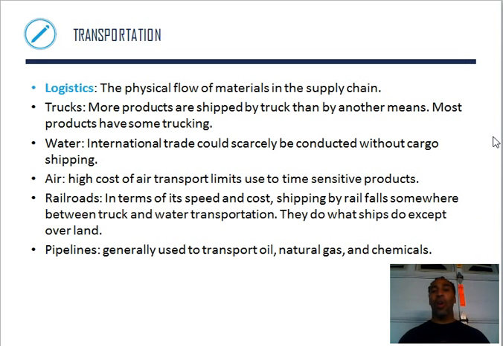Transportation, logistics is always going to be involved if you're dealing with shipping products. The physical flow of materials in the supply chain, that's what logistics are. So trucks, still, that's the most prevalent way to do it. More products are shipped by truck than any other means. Most products have some trucking.